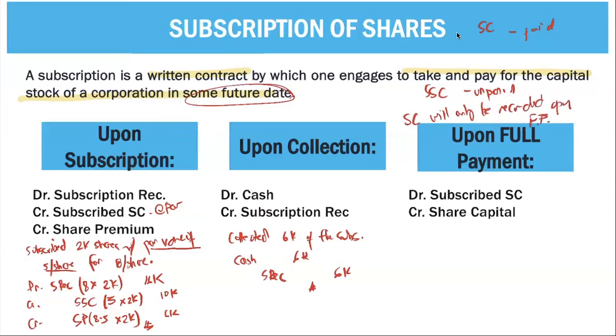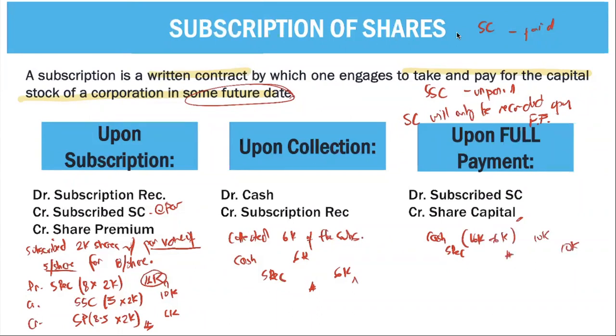Share capital will only be recorded upon full payment. So upon full payment, you record a share capital. But before that, we record the collection of the remaining subscription receivable. So we debit cash, we credit subscription receivable. Initially, we have 16,000 and we reduce 6,000 in our collection, so our final collection is 10,000.